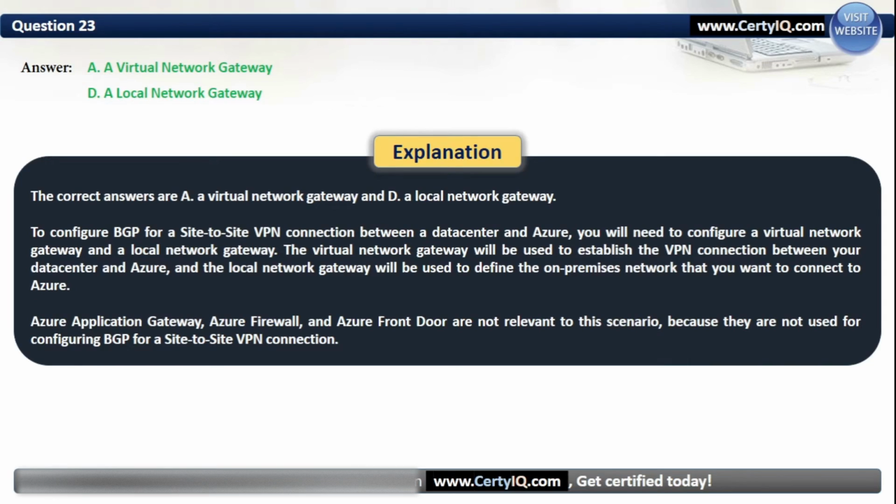The correct answers are A and D. To configure BGP for site-to-site VPN connection between a data center and Azure, you will need to configure a virtual network gateway and a local network gateway. The virtual network gateway will be used to establish the VPN connection between your data center and Azure, and the local network gateway will be used to define the on-premises network that you want to connect to Azure. Azure Application Gateway, Azure Firewall, and Azure Front Door are not relevant to this scenario because they are not used for configuring BGP for a site-to-site VPN connection.